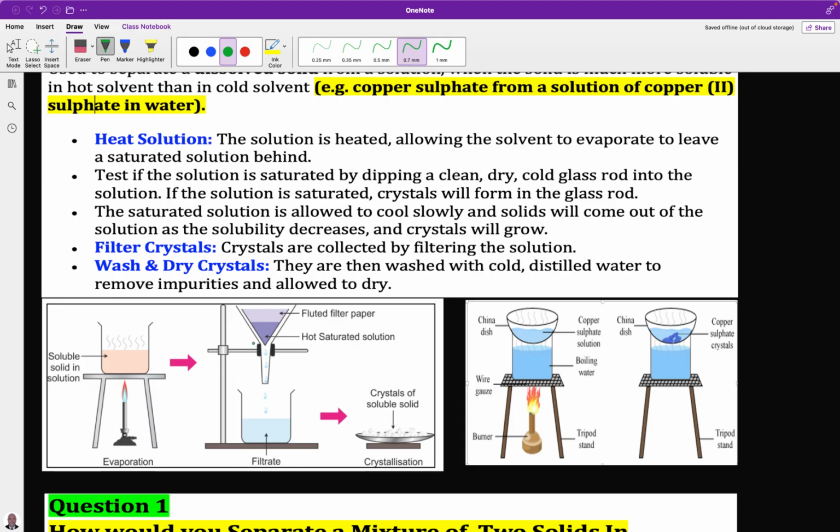We will now filter off the saturated solution using what? Using the funnel and the filter paper. The filtrate of copper(II) sulfate will get into the beaker. We will now use this filtrate to do what? We will now wash and dry the crystals of soluble solids.